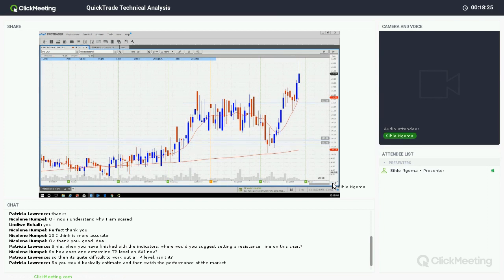Okay, so would you basically estimate and then watch the performance of the market? Well, this is a different strategy, guys. This is not a strategy where you are looking for a specific target. Let's say you want to buy a stock. You say as long as MTN is still trading above its 200-day moving average, I'm not going to sell MTN. There are people who trade like that. When it breaks below the 200-day moving average, they go to the stock and close it, because it's now trading below its moving average.